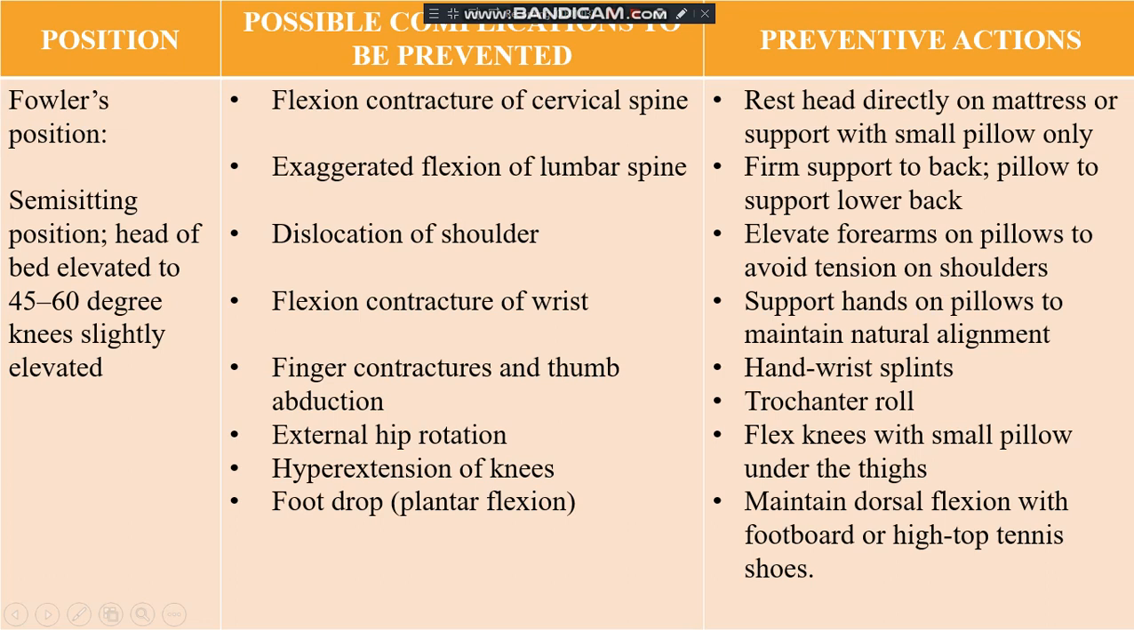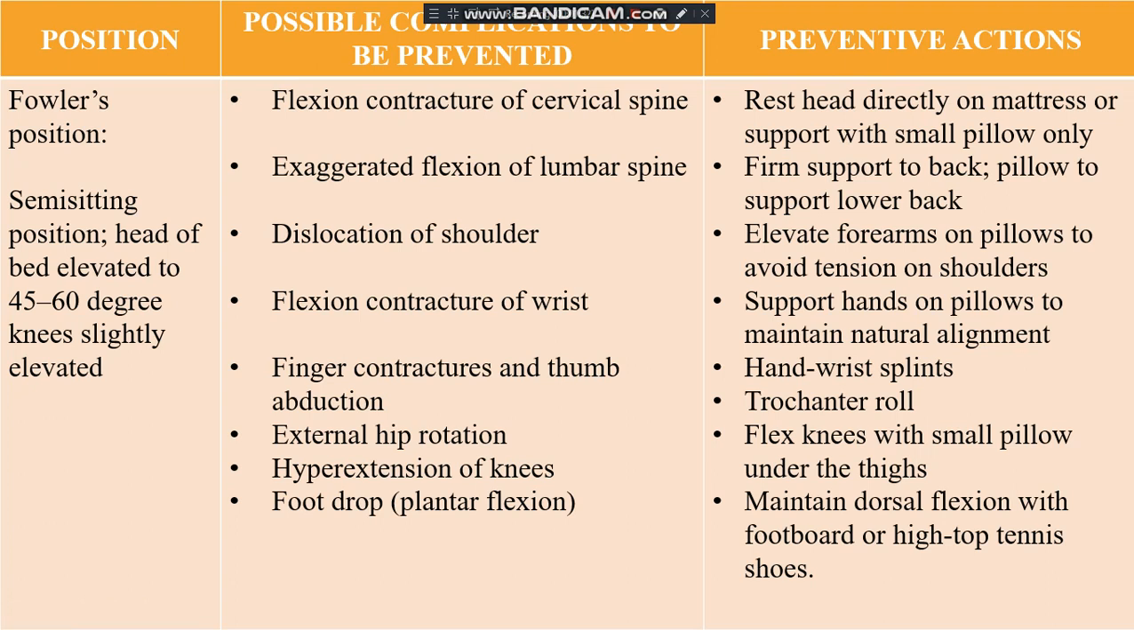So let's see the first one, that is Fowler's position. While the patient is in Fowler's position, it means a semi-sitting position. The head of the bed is elevated to 45 to 60 degrees, and the knees are slightly elevated. Knees are slightly elevated in order to prevent the patient from slipping from the sitting position. Okay. So there are some possible complications that must be prevented.